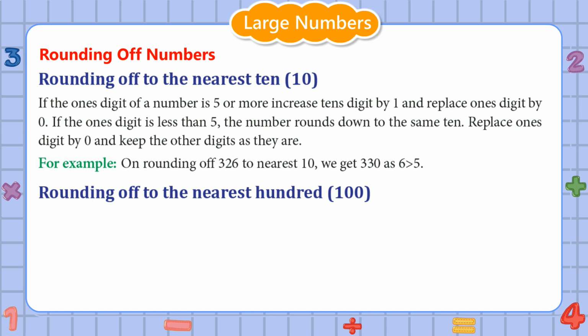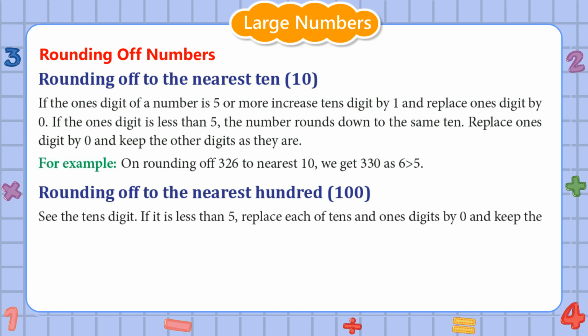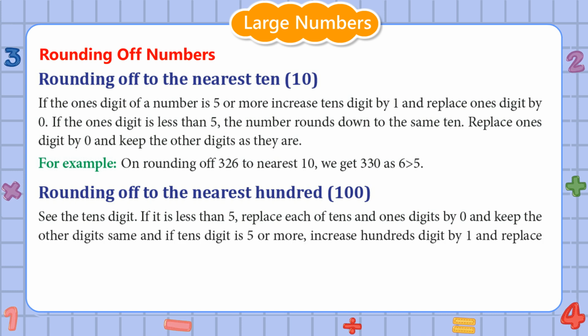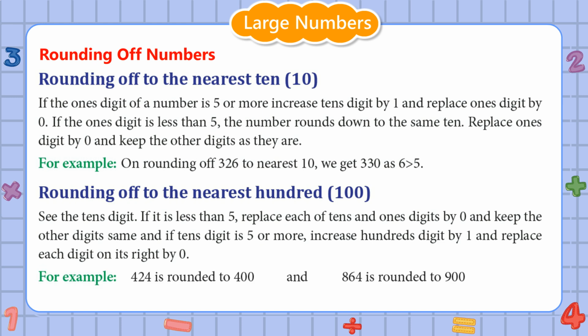Rounding off to the nearest hundred. See the tens digit. If it is less than 5, replace each of the tens and ones digits by 0 and keep the other digits the same. And if the tens digit is 5 or more, increase the hundreds digit by 1 and replace each digit on its right by 0. For example, 424 is rounded to 400 and 864 is rounded to 900.